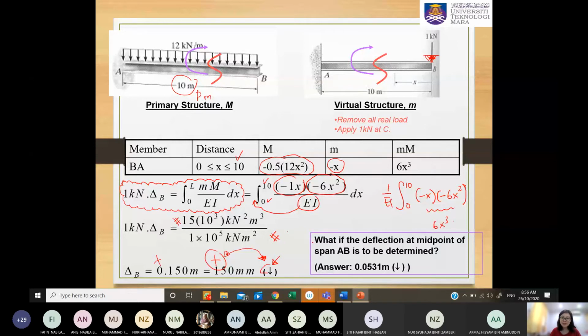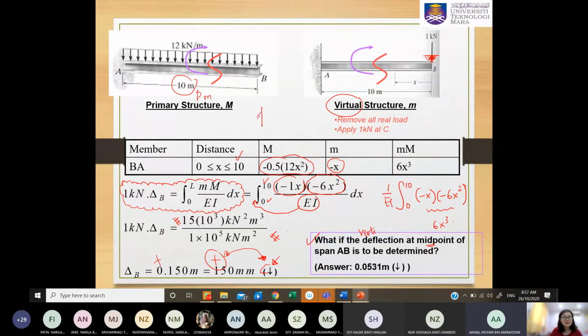After this class, you may want to try to get the deflection at the midpoint of span AB. If you want to get the vertical displacement at the midpoint of span AB, what do you want to do for your virtual structure? Change the 1 kN position.